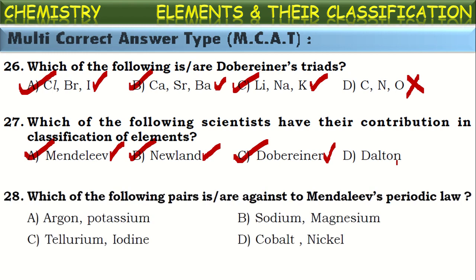elements of the following pairs are against Mendeleev's periodic law. What is Mendeleev's periodic law? First of all, when elements are arranged in the increasing order of their atomic masses, the properties of the elements are repeated periodically. So in the definition way, it can be said that the physical and chemical properties of the elements are periodic functions of their atomic masses. This is Mendeleev's periodic law. It means elements are to be written or arranged in the increasing order of their atomic masses. In such a way, he arranged all the elements in his periodic table.